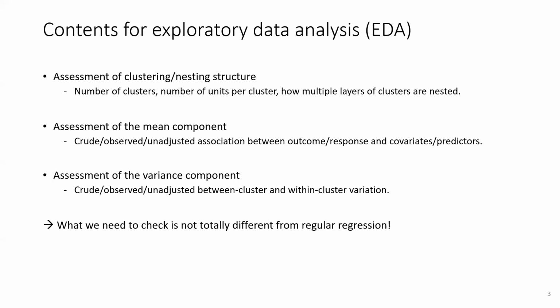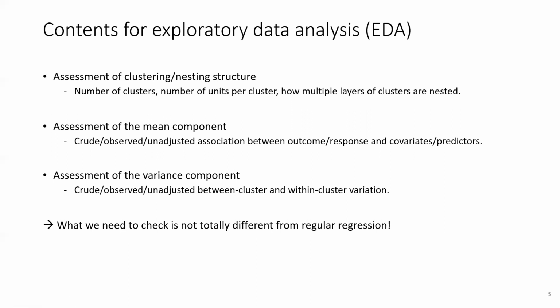So what are the contents of exploratory data analysis when we have clustered data? First of all, we have to look at the clustering or nesting structure. Also, we have to check the mean component, which is the crude observed or unadjusted association between the outcome or response variable versus the covariates and predictors you are thinking of in your model. And thirdly, we need to assess the variance component. Namely, we have to look at the crude observed and unobserved between-cluster and within-cluster variation.